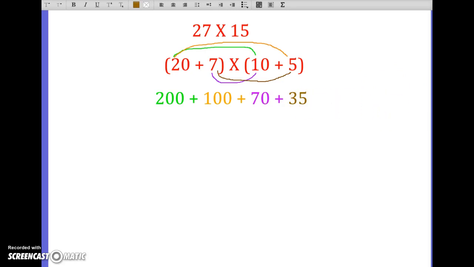All that's left to do is stack up our partial products and add. When we add all of our partial products, 200 plus 100 plus 70 plus 35, we have a total of 405. Let's do another problem.